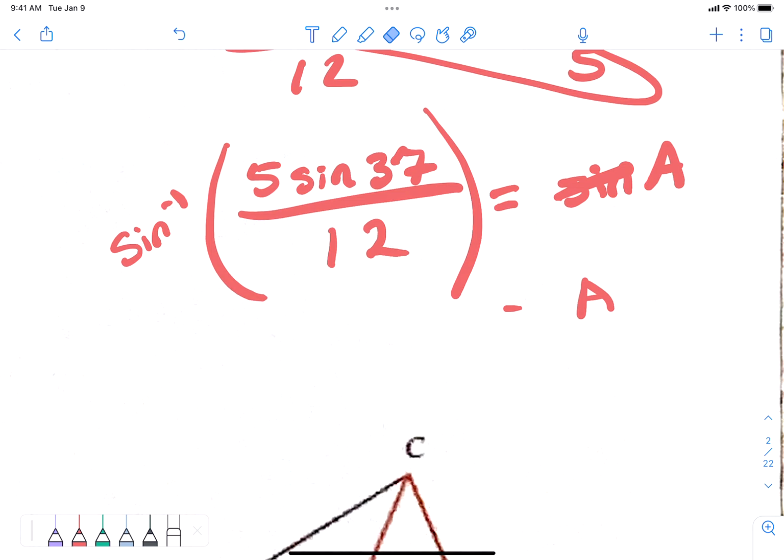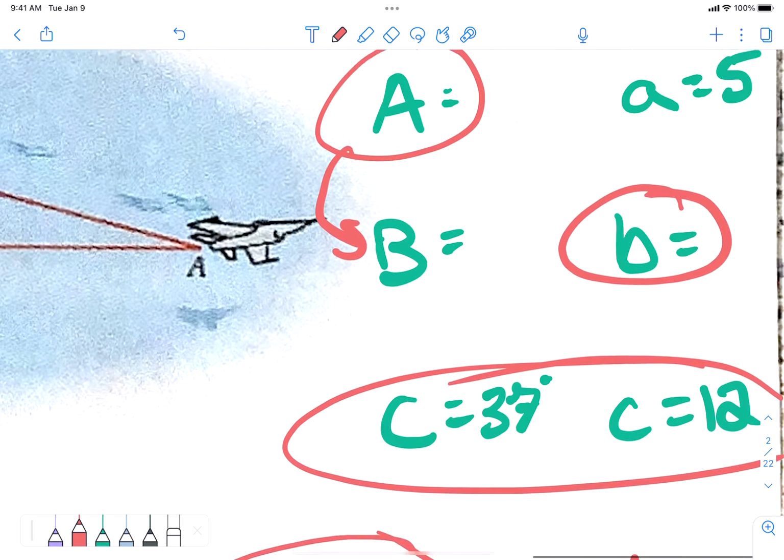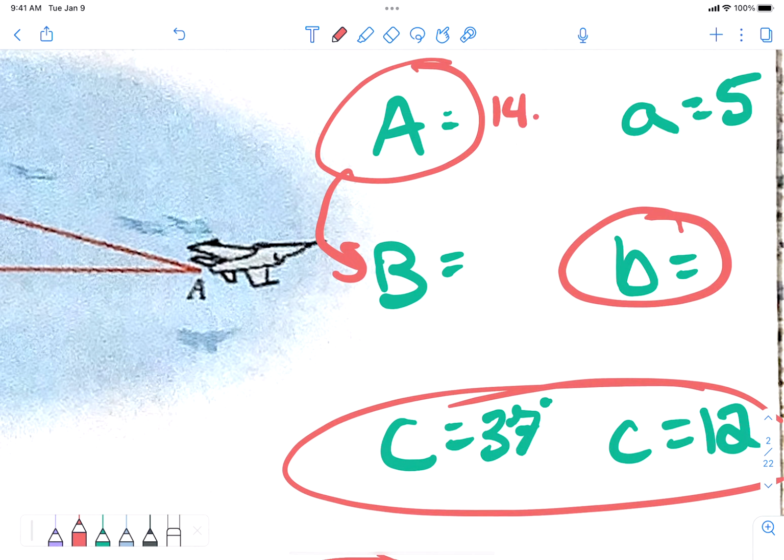14.5222. Okay, so let's just go 14.5. And that is degrees. So this is 14.5 degrees. And if you add them and subtract from 180, B is 128.5. And that makes sense given that it's the biggest.